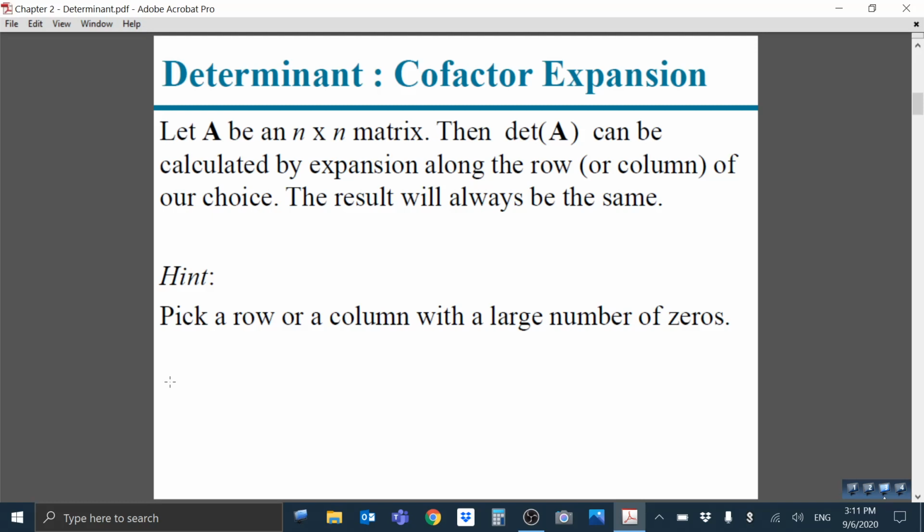This means it would be smart to pick a row or a column that has a lot of zeros in it. That will simplify our calculations. We do not have to do it, but it would be just smart to do it.